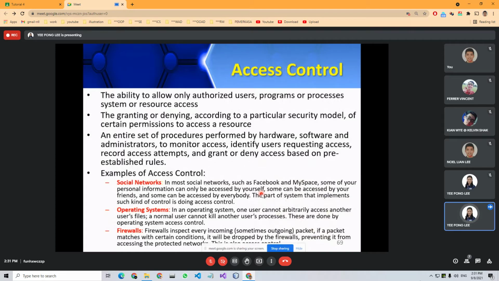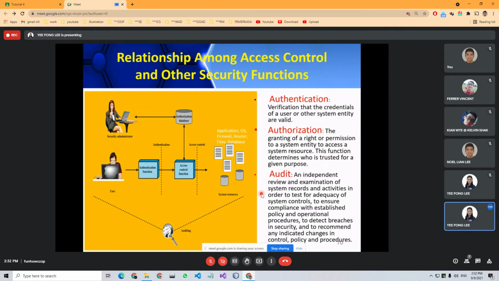So examples of access control here are social network, access control to operating system, and even to the firewall. So this diagram shows a broader context of access control, involving the following entities and functions. So access control involves authentication. Authentication here means verifying the credentials of the legitimate users.